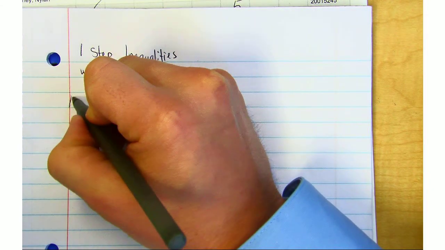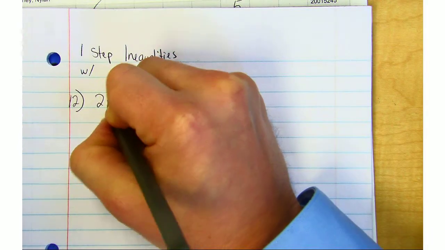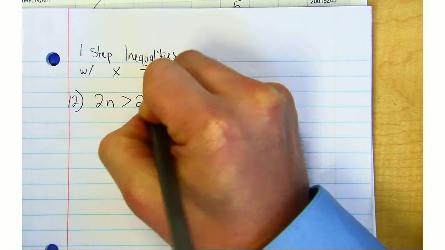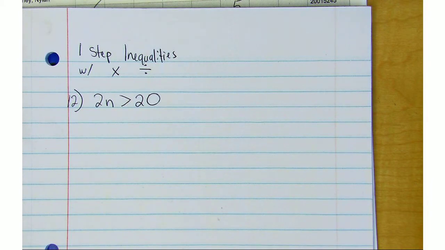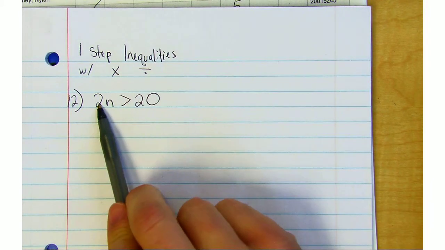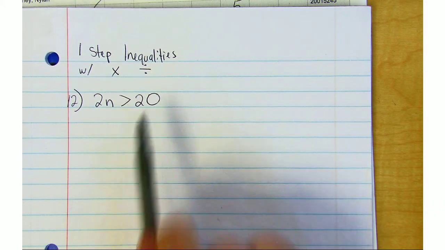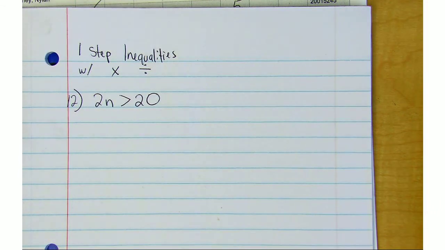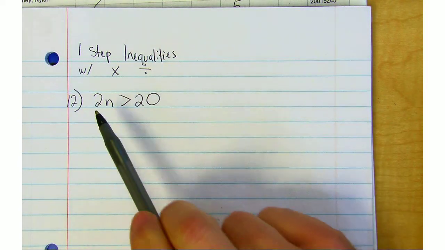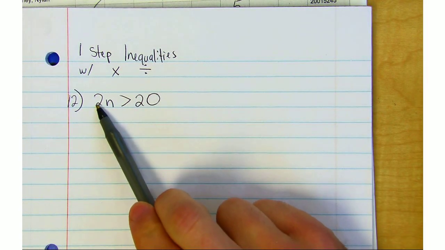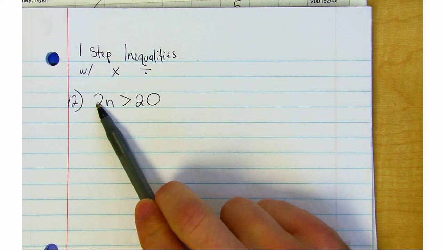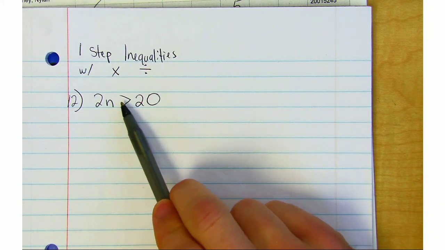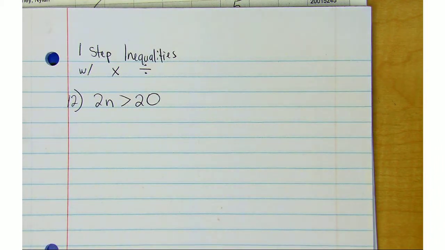Multiplication and division. So the first problem we're going to do is number 12: 2n is greater than 20. If we're looking at this, it's saying 2 times something has to give me an answer that's greater than 20. A possible real world situation: I work 2 hours times however much I make. I need that to be more than $20 in order for me to go see the Avengers next week.